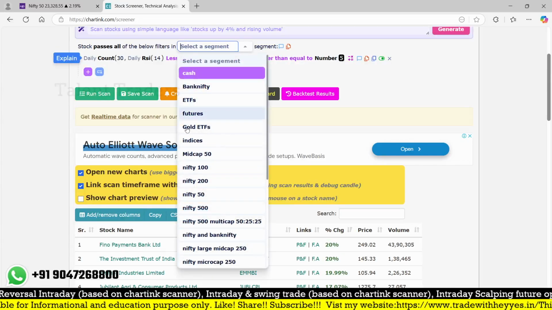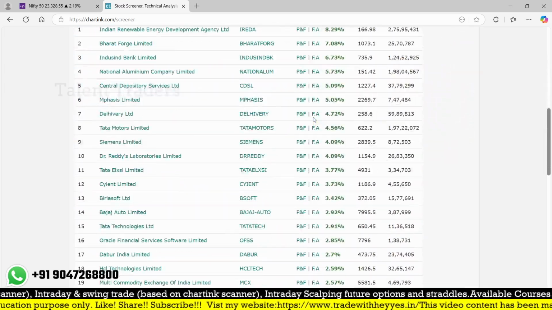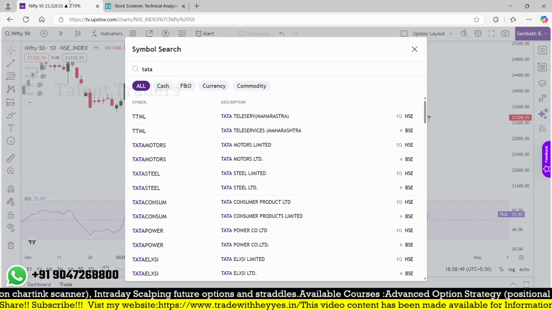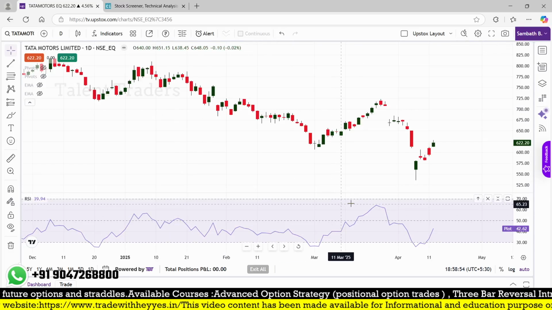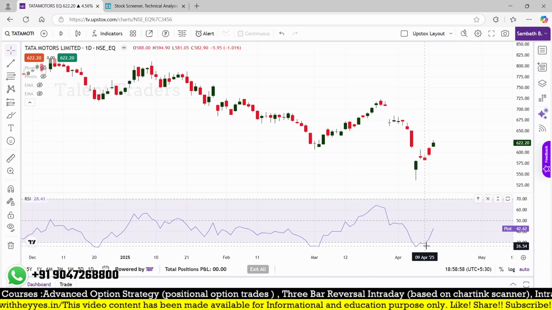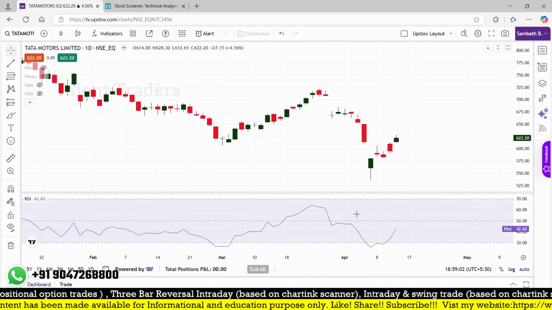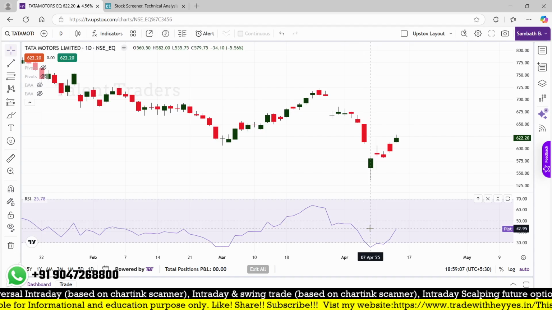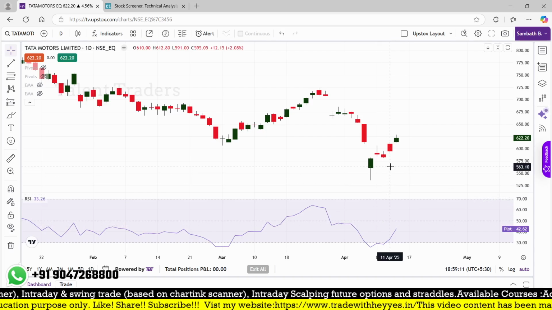If you use this, these are all the stocks. Let me try with the futures instead of equity, so there are many stocks for analysis purposes. Maybe Tata Motors is there. Let me check whether it forms the pattern or not. In the last 30 days, from here, 1, 2, 3, 4, 5, at least 5 days from this level, so at least 5 candles.